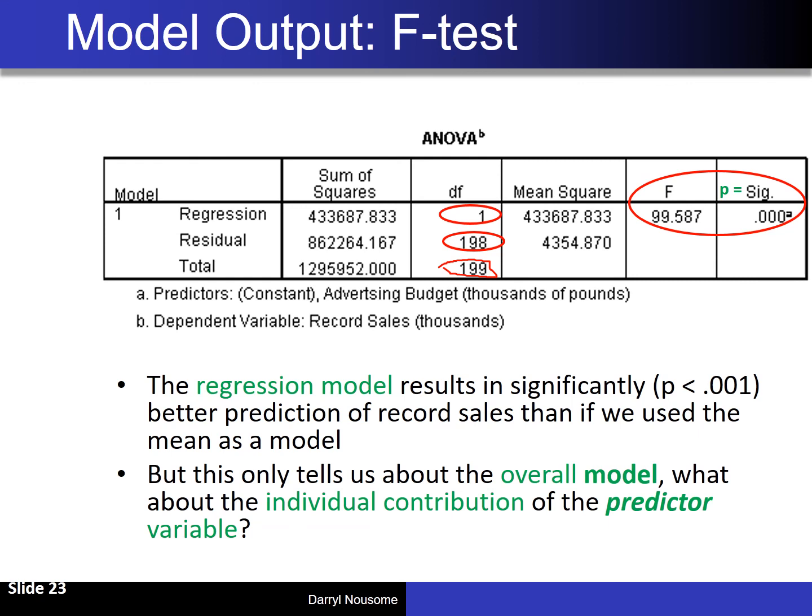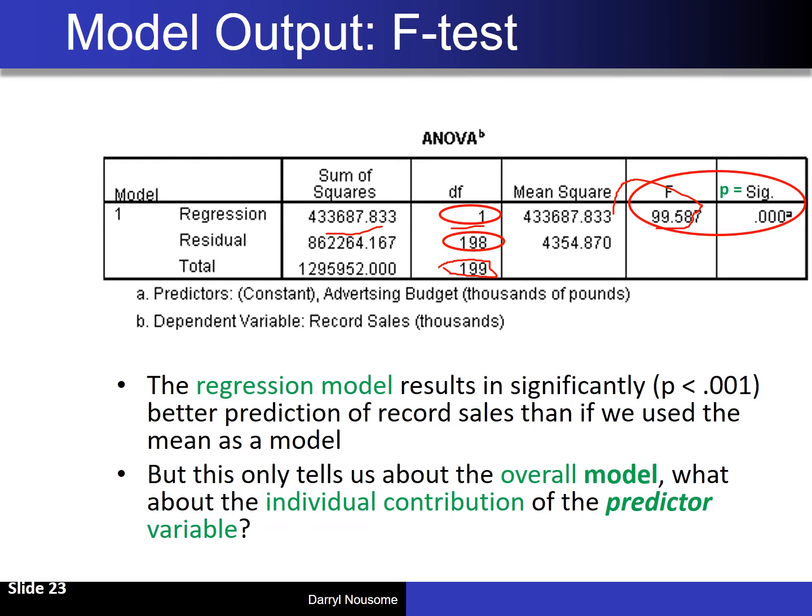To get our mean squared regression term, we just take the sums of squares of the regression term divided by the degrees of freedom of the regression term. So that's going to be the same value. Our residual mean squared term is created by the residual sums of squares divided by the residual degrees of freedom. So this 862264.167 divided by 198 gives us our mean squared of the residual. To get our F statistic, this value is going to be the mean squared regression term divided by the mean squared of the residual term.